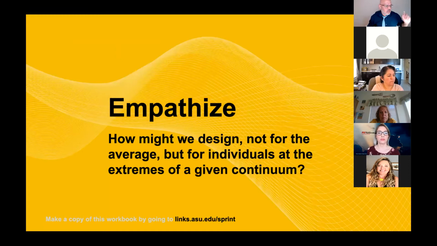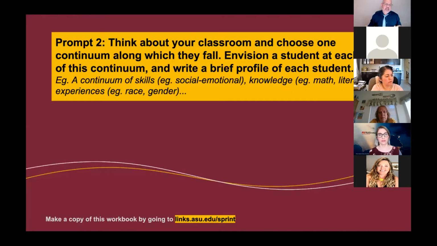And this takes us to the question that we have: how might we design not for the average, but for individuals at the end of some continuum? So in the case of the peeler, it was the hand grip or the size of the hand. So this is our prompt. Think of your classroom and choose one continuum along which they fall. Envision a student at each end of this continuum and write a brief profile of the student.